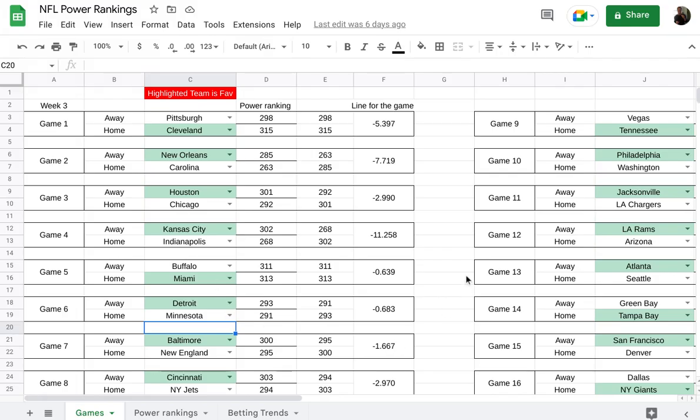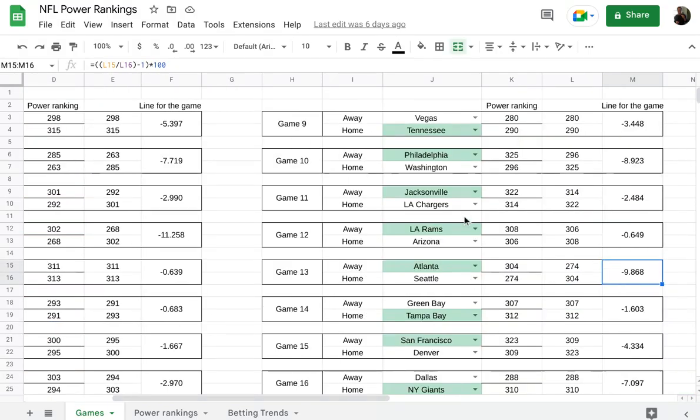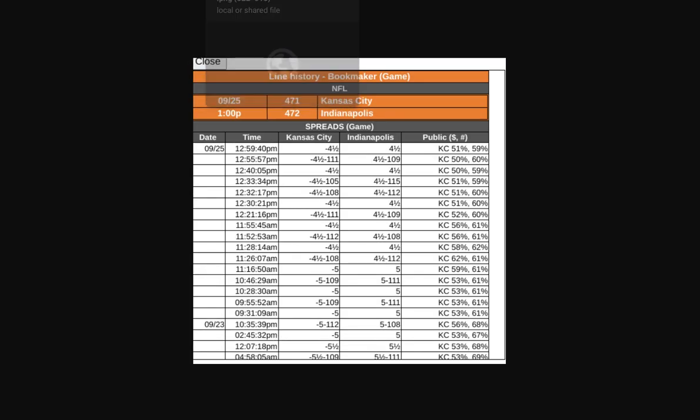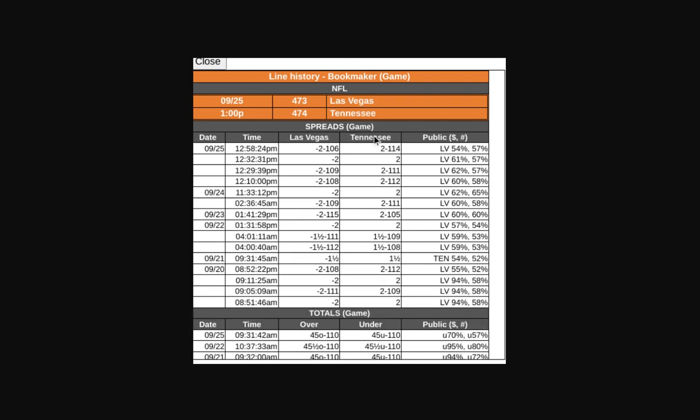Vegas and Tennessee. Let's take a look. My line was, I think we got to go over here to this side. Yeah, we had Tennessee as the favorite, -3. And the sportsbook line had this one at Tennessee +2. So in this particular example, we had a 5-point differential in our favor. You can see Vegas was the public team here. So this one we actually played as well.